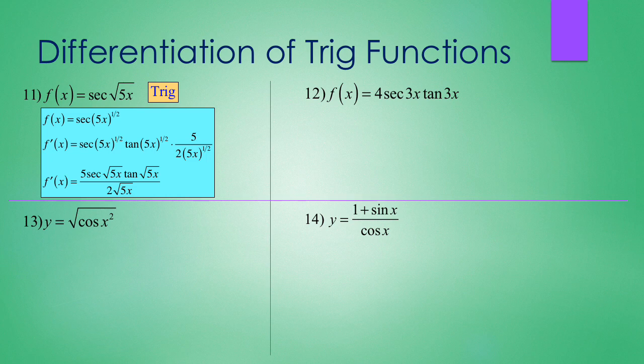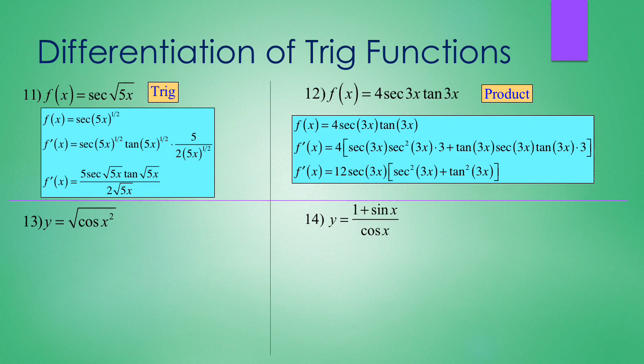That becomes 1/2 times quantity 5x to the negative 1/2 times the derivative of 5x, which is 5. And that turns out to be 5 over 2 times quantity 5x, quantity to the 1/2 power. So the final answer is 5 secant of the square root of 5x, tangent of the square root of 5x, over 2 square root of 5x.